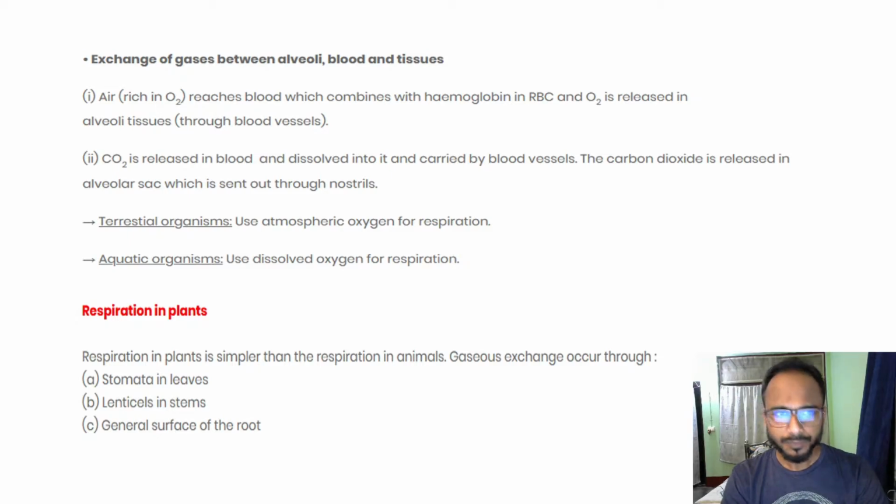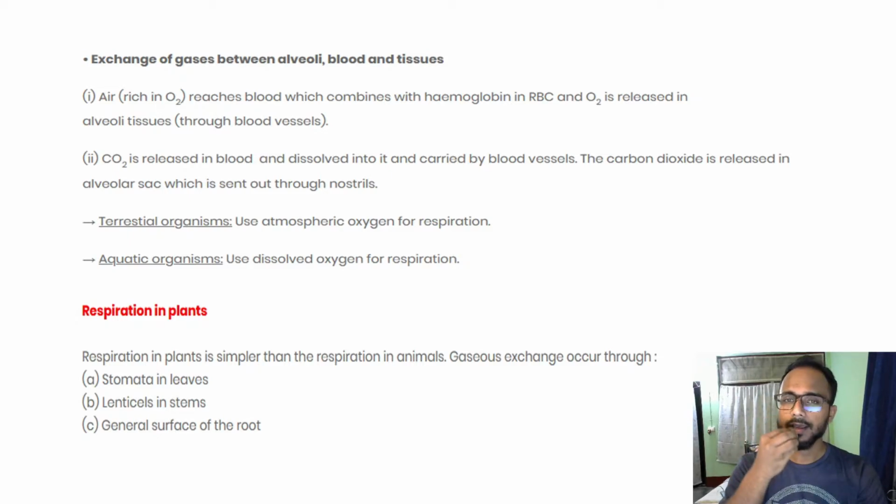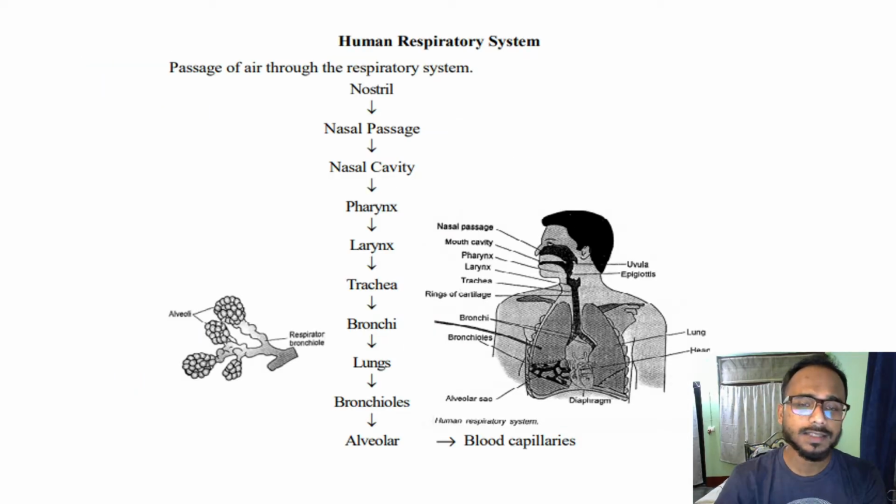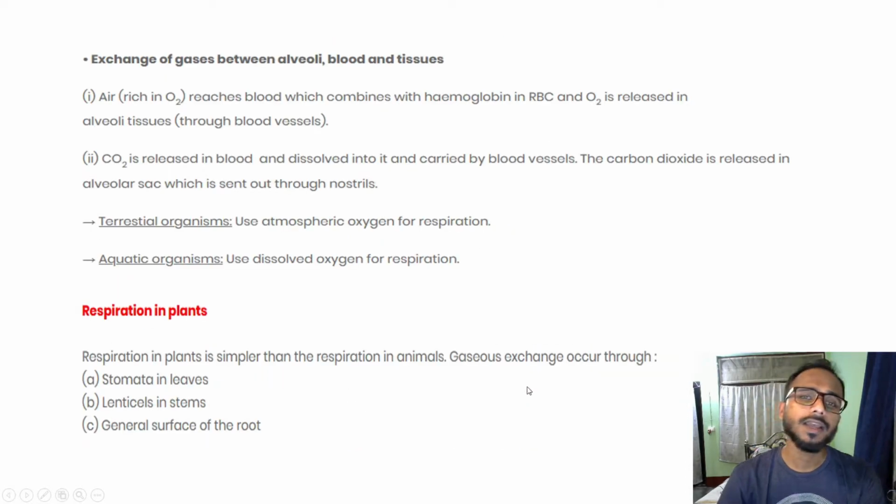That means, when we breathe in, the oxygen gets mixed with the blood, and it goes through the different alveolar tissues, through blood vessels. But the carbon dioxide comes back, carried by the blood vessels, and that carbon dioxide is released into the alveolar sac. One is alveoli tissues and the other is alveolar sac. You have seen in the previous diagram. I will show you, this last one in the corner is an alveolar sac. From the alveolar sac, it is then sent to the nostrils for exhalation.